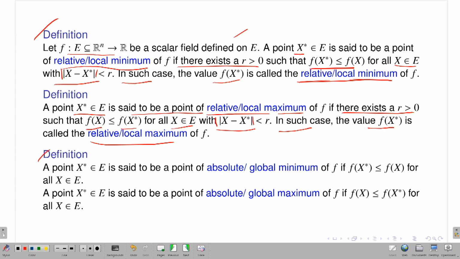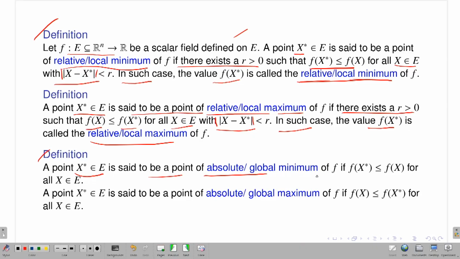Now, you can easily guess that once I have done the locally, globally means there should not be any neighborhood, it should be true in the whole domain, and it is indeed the case. A point x star in E is said to be a point of absolute. You should remember the term absolute and global minima. So, that means that minimum value exists at the point x star. So, that is exactly the point.